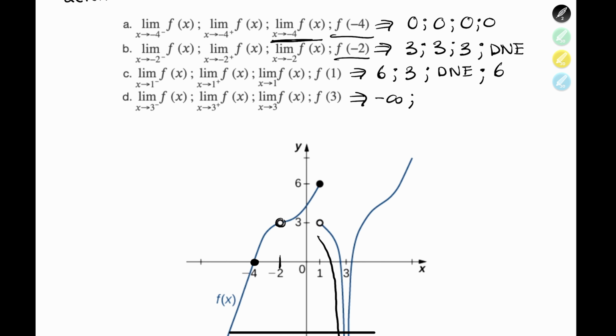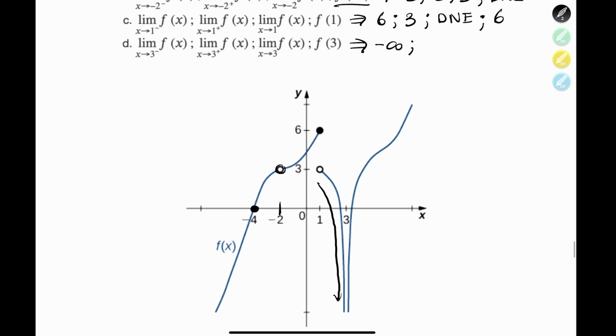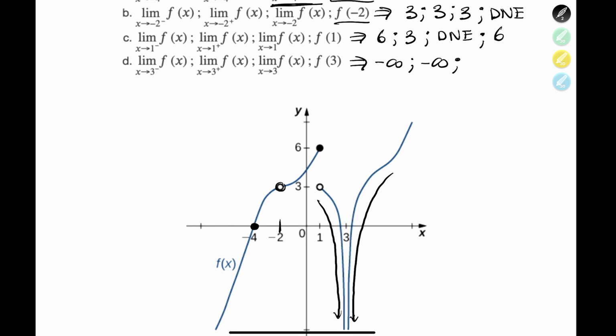The second part wants us to do the same thing, but for the right-hand side. So going down and getting closer and closer to 3 from the right-hand side, we're still going to -infinity. So this is -infinity. The third part, they want us to solve for the limit of f of x as x approaches 3. And even though the left-hand limit and the right-hand limit are equal to each other, they're both -infinity, they are not real numbers. So therefore, the limit as x approaches 3 of f of x does not exist.